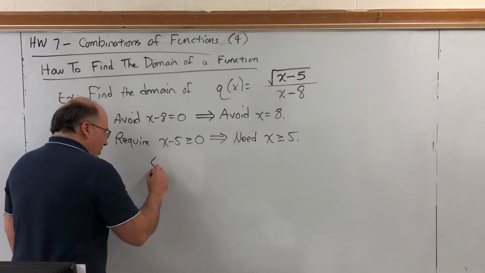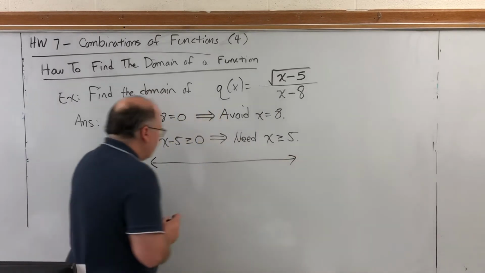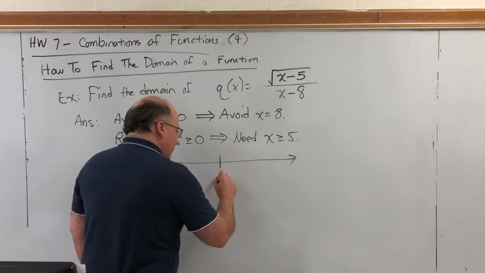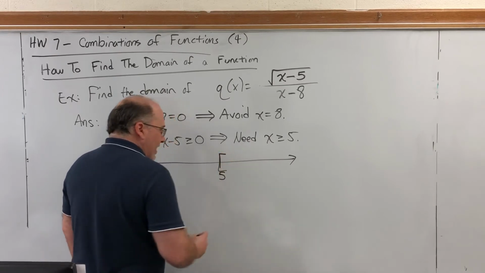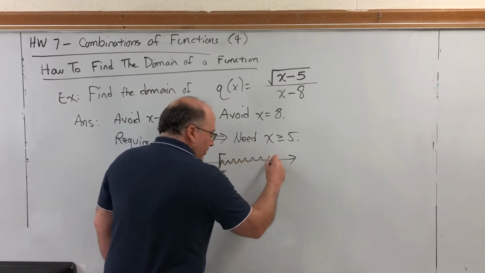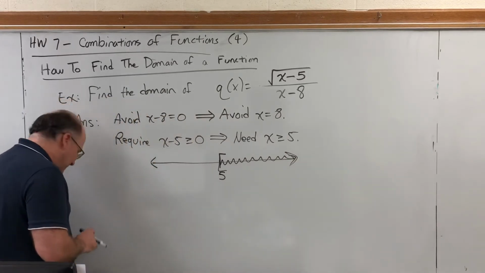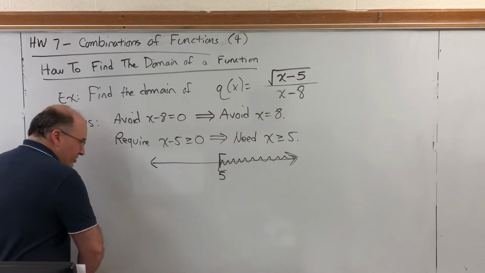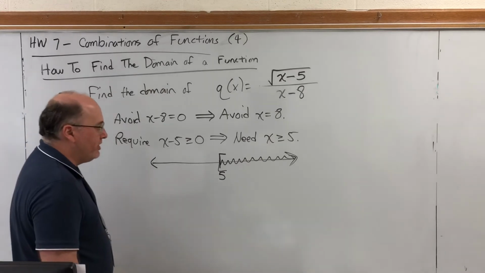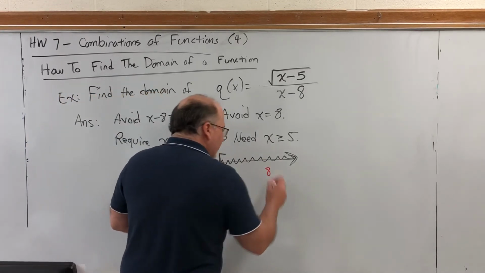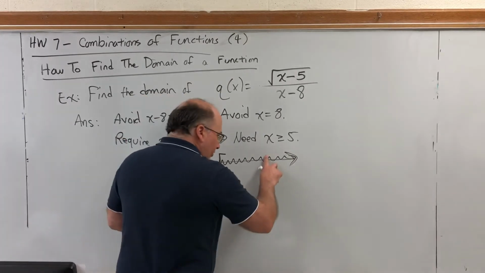Well, let's draw a number line. Let's start with the second part of the domain, x is greater than or equal to 5. Here's 5, bracket, shoot it off to infinity. Now, why can't I just say that's my domain? Because that goes right through the number I need to avoid. Somewhere to the right of 5 is an 8, and we need to avoid it. So let's remove it.